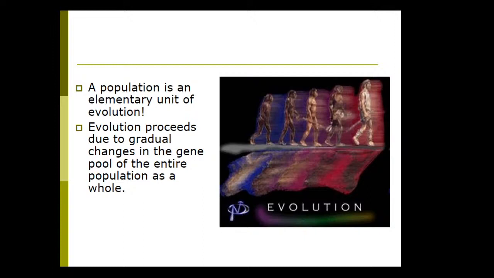A population is an elementary unit of evolution. You need to remember it; it is a very important thesis of this whole lecture. Evolution proceeds due to gradual changes in the gene pool of entire populations as a whole.